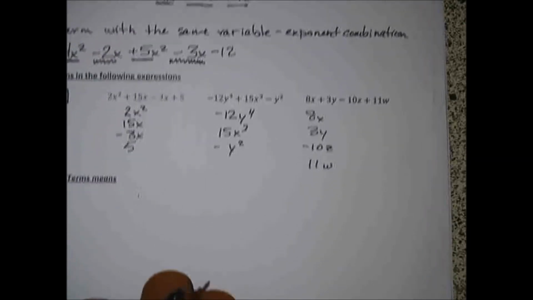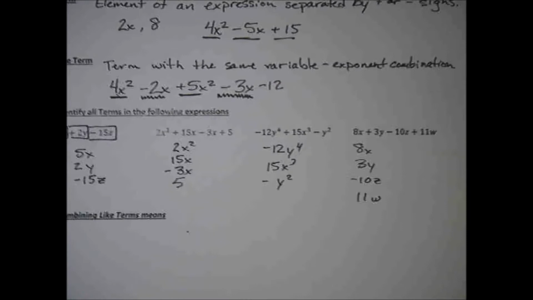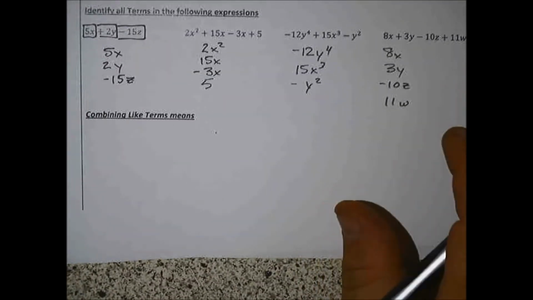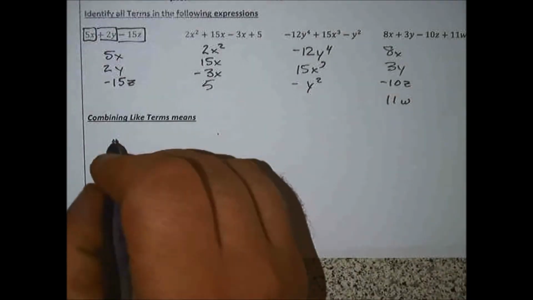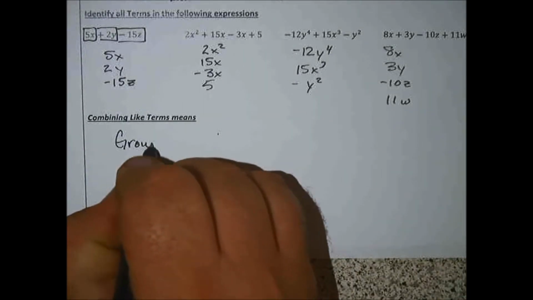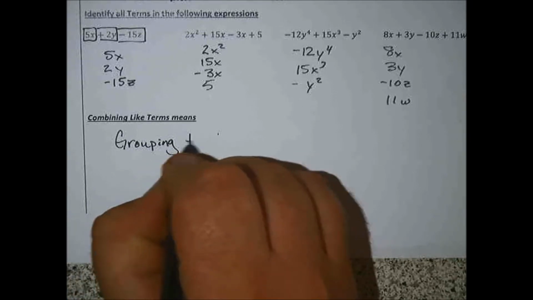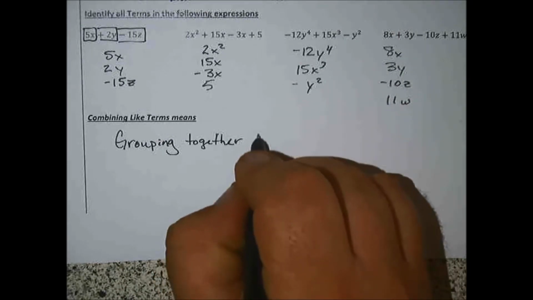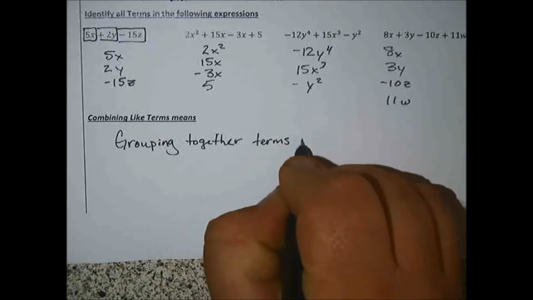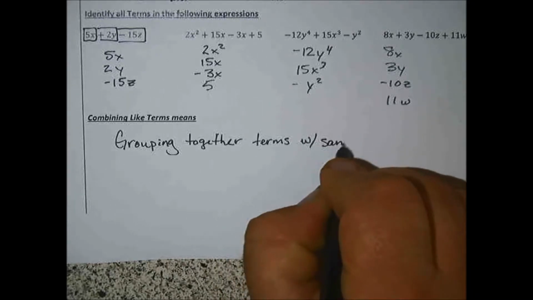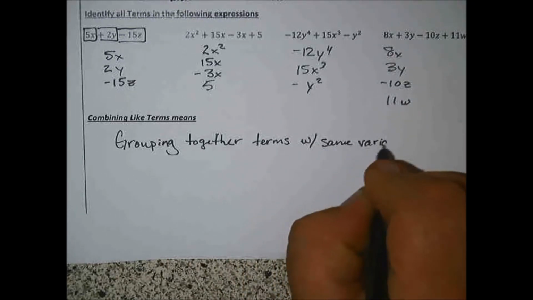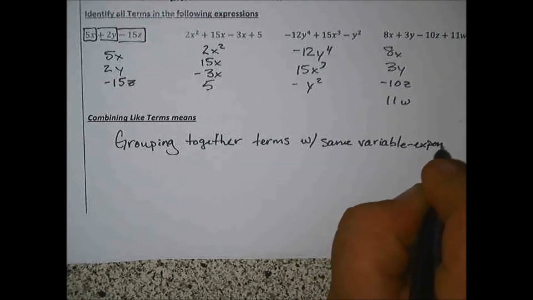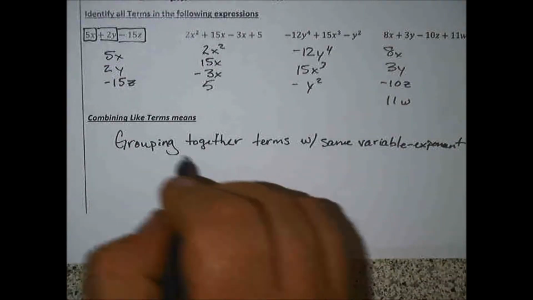All right, we're going to move on here, and we're going to get to start looking at what it means to combine like terms. Okay, combining like terms really just means grouping together terms with the same variable exponent combinations.